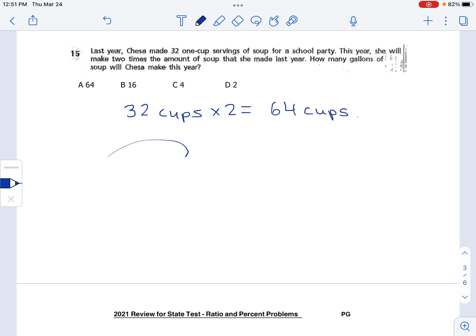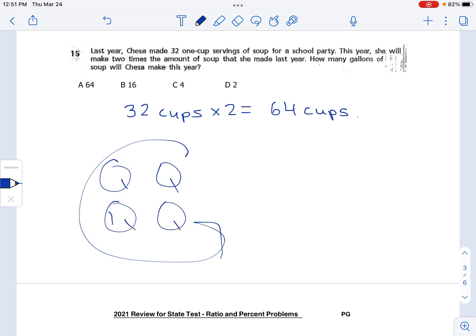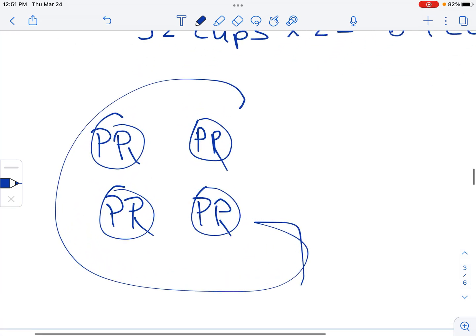All right, if you remember in the land of gallon, there are 4 queens. Each queen has 2 princes. And each prince has 2 crowns. This is really tiny here, but it's just so I can count the number of C's, cups, in the gallon. All right, I'm going to skip count here. 2, 4, 6, 8, 10, 12, 14, 16. So there are 16 cups in 1 gallon.